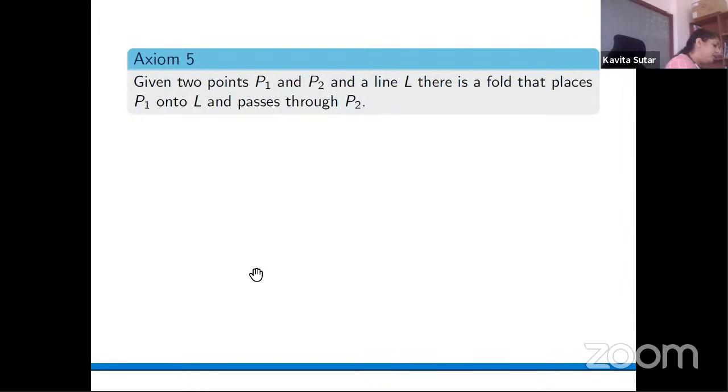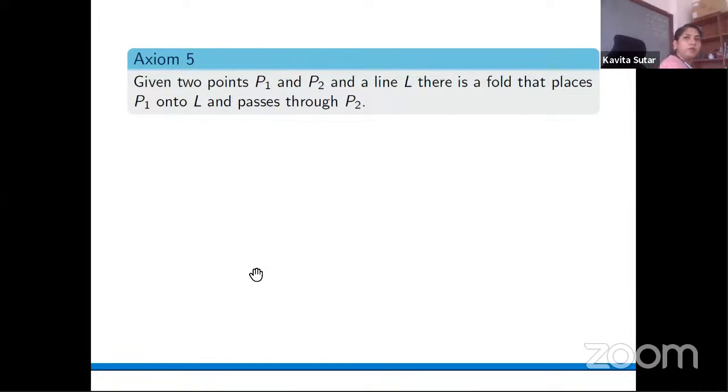Okay, this is my point P1, and suppose this is my point P2. Here also we are going to have cases depending on how close or far P1 and P2 are, these relative distances between P1, P2, and L. For now, let me look at this simple case.